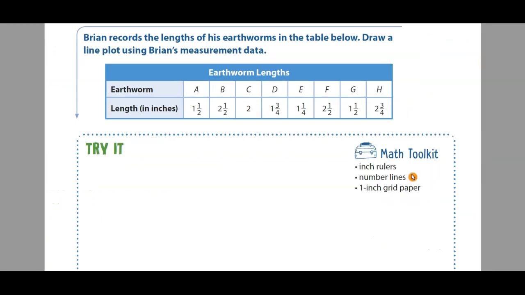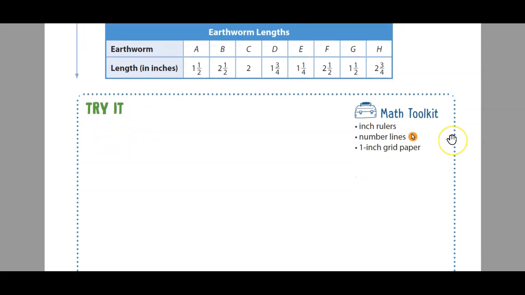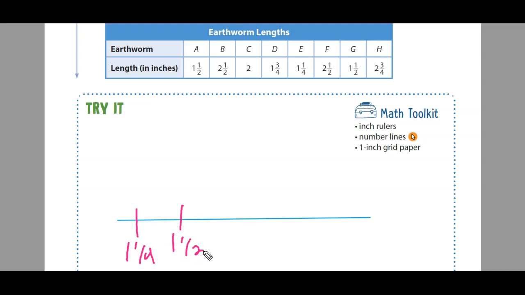So what that means is we're going to take his data and make a line plot. We're going to look at all his fractions and find out which one's the smallest one. 1 1/4. Yeah, 1 1/4. So I'm going to start with 1 1/4. And then 1 1/2, and then 1 3/4, because 1 1/2 is actually 1 2/4. So then I'm going to go 1 3/4.